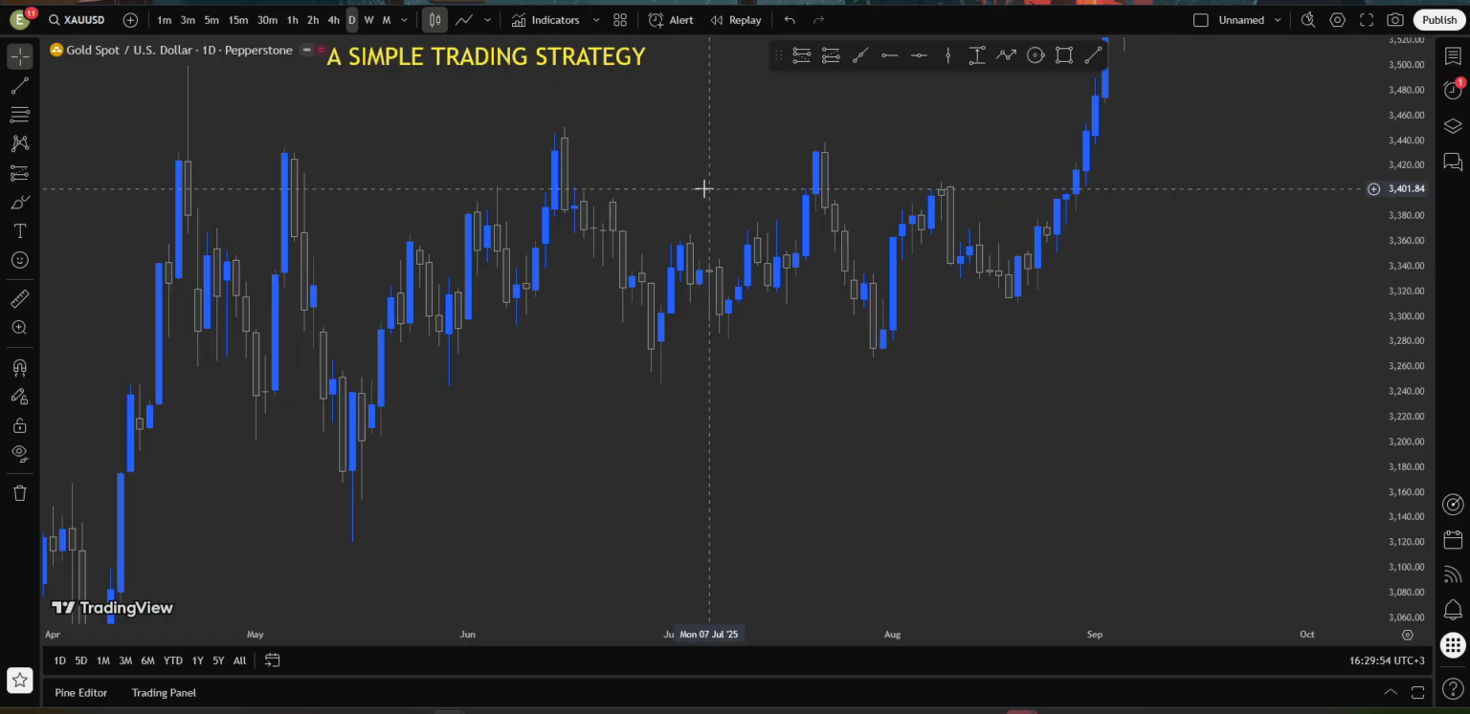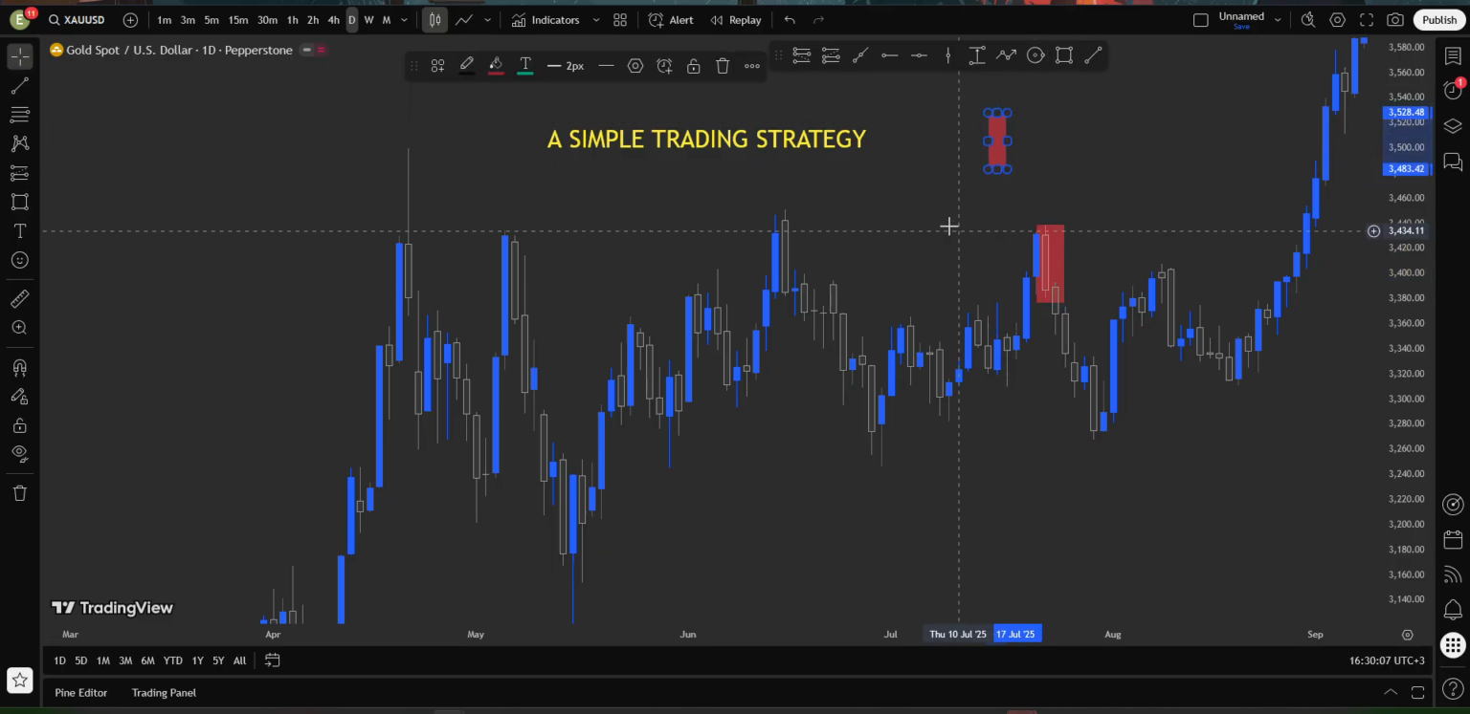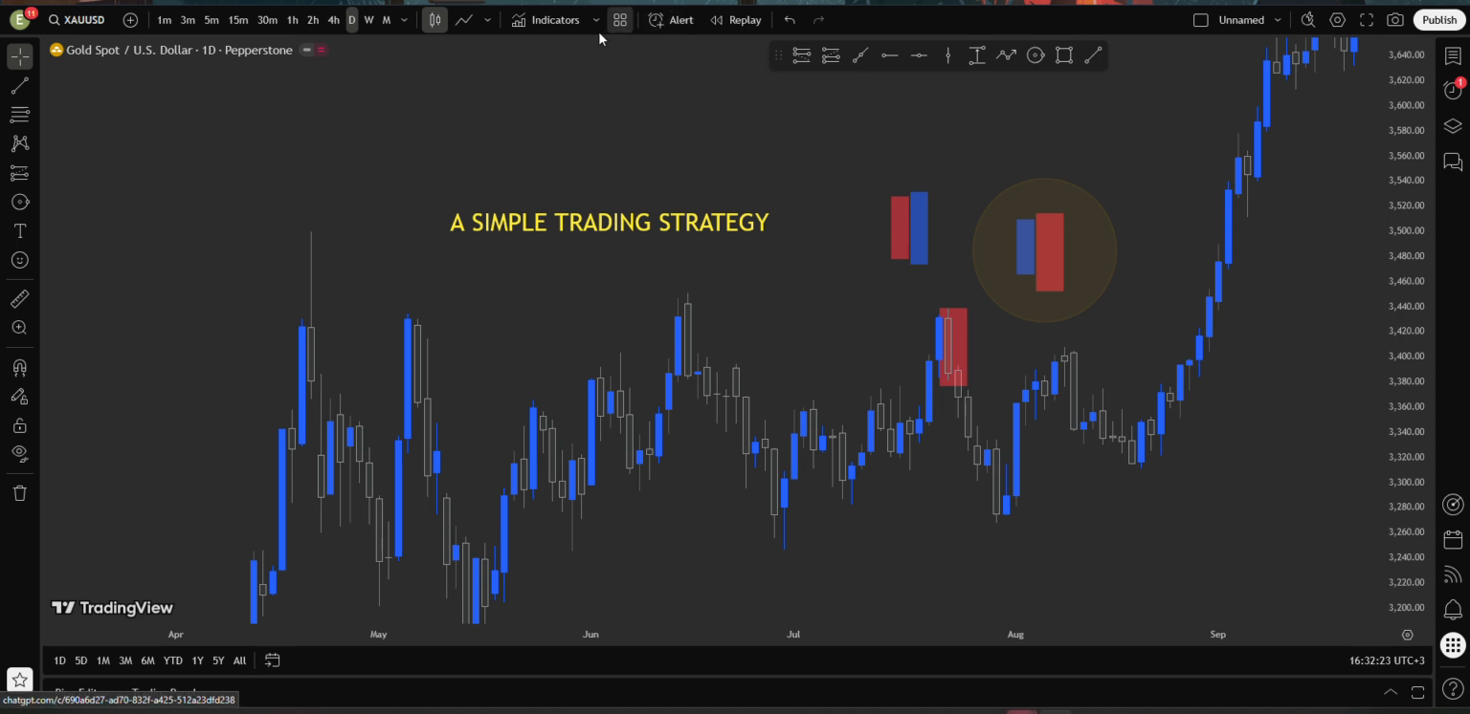So what I'm going to share with you is what we all know. It's called a bullish engulfing candle. We all know engulfing candles. We have a bullish engulfing candle and a bearish engulfing candle. So here there are two scenarios. There is this scenario here, which is encircled. Now this is what we call a bearish engulfing candle.